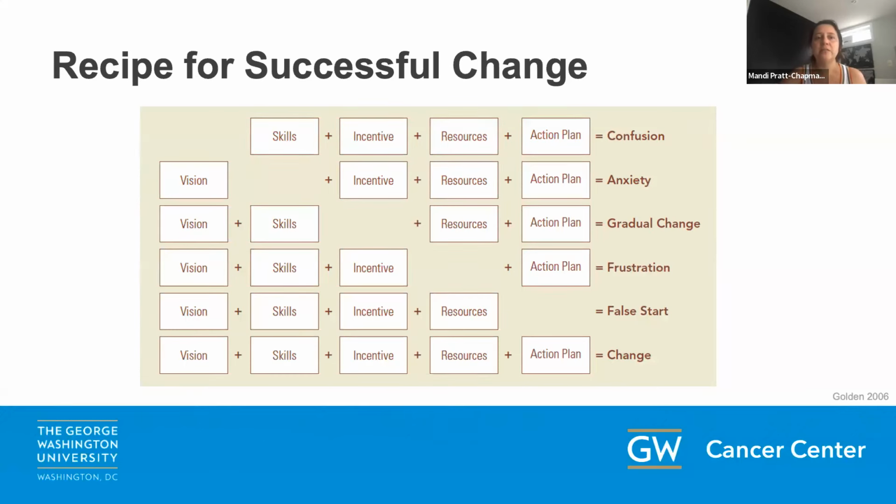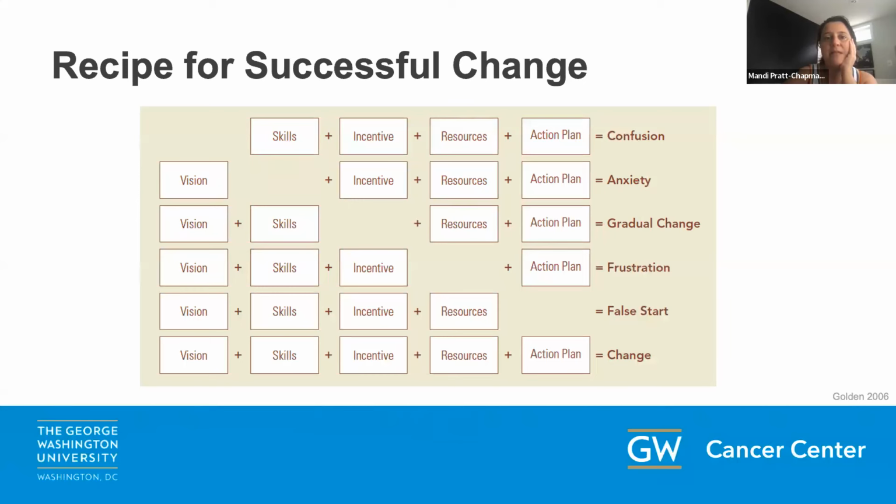If you have skills, incentive, resources, and an action plan, you might have a whole lot of different activities going on, but not a clear vision. You would have confusion. If you have a vision, incentive, resources, and an action plan, you might have anxiety because people don't have the skills that they need to actually implement the plan.